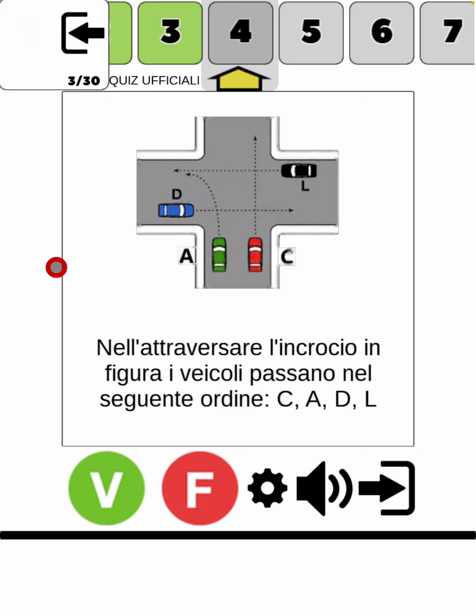Nel attraversare incrocio in figura, il veicolo passano nel figura ordini C, A, D, L. Mean the question is falso. The question is falso.